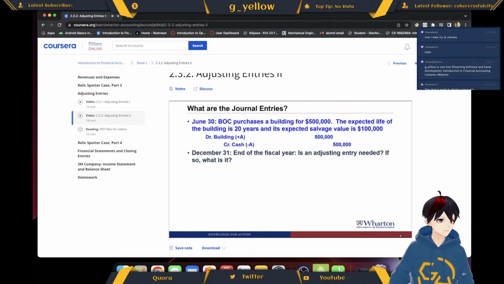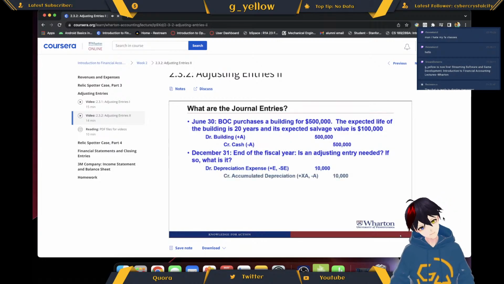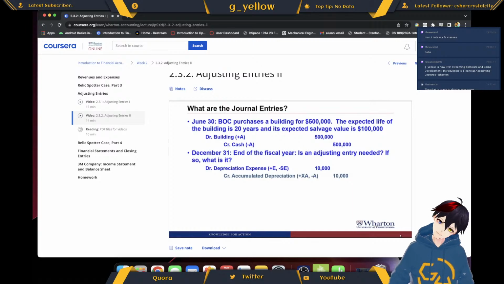Now it's December 31st. It's the end of the fiscal year. Is an adjusting entry needed? And if so, what is it? We do need an adjusting entry to recognize the depreciation for 6 months. The format of the depreciation expense journal entry always looks like this. We debit depreciation expense to create the expense, and then we credit accumulated depreciation. Remember, accumulated depreciation is a contra asset account. That's where we're going to store up the depreciation over time. We're not going to directly deduct it from the building account, but instead we're going to put it in this contra asset called accumulated depreciation.